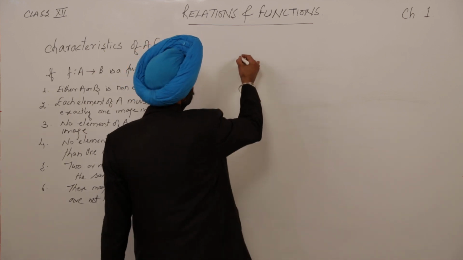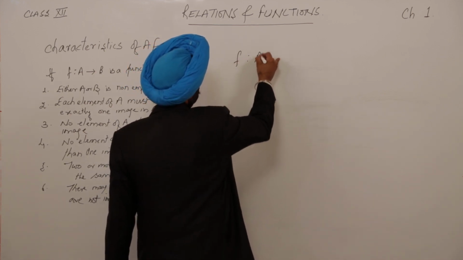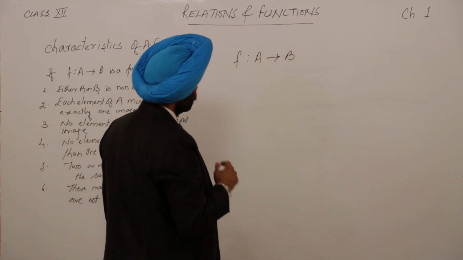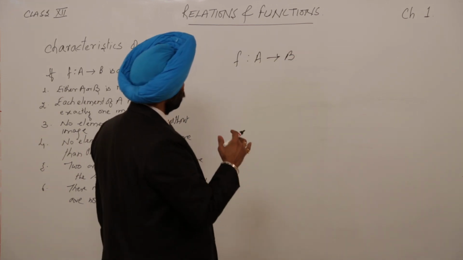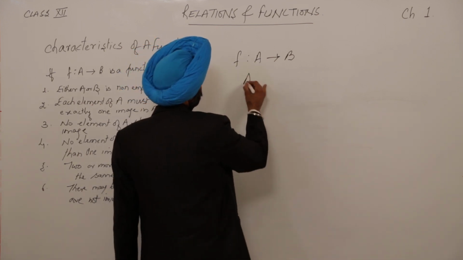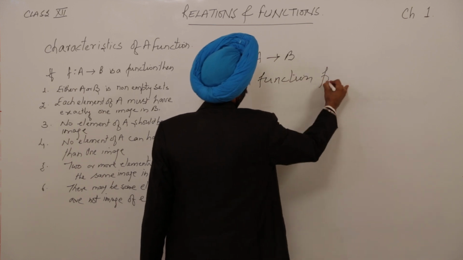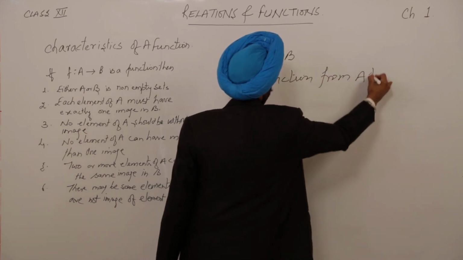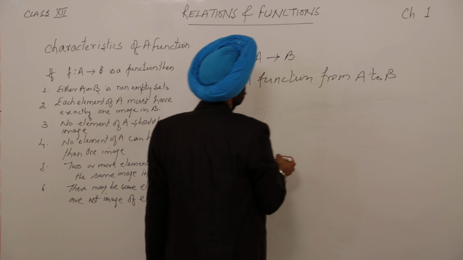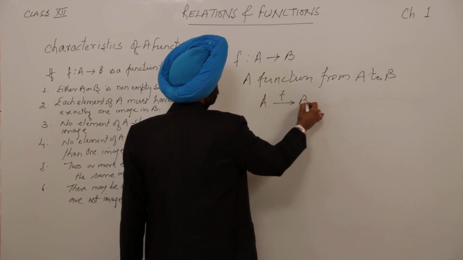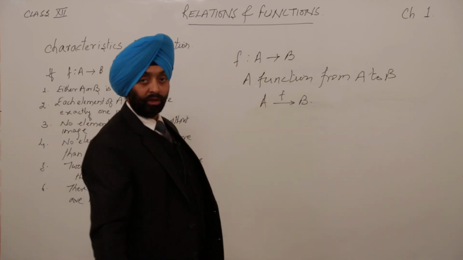Now the basic thing is we write it like this. This means a function from A to B. We write a function from A to B, and sometimes it is also written like this one. This also means the same thing, from A to B.